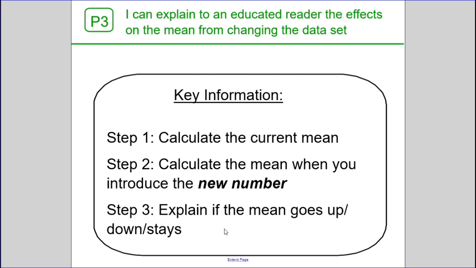I can explain to an educated reader the effects on the mean from changing the dataset. Step 1, calculate the current mean. Step 2, calculate the mean when you introduce the new number. Step 3, explain if the mean goes up, down, or if it stays. Pause the video here so that you can take a note of this to refer to whenever you are doing questions of this type.